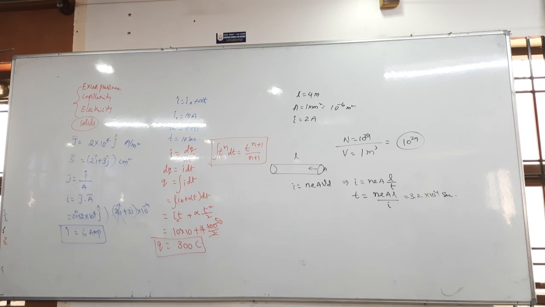Find the current flow. Little tricky problem. Find the current flow through a copper wire of length 0.2 meters, area of cross section 1 millimeter square, when connected to a battery of 4 volts.